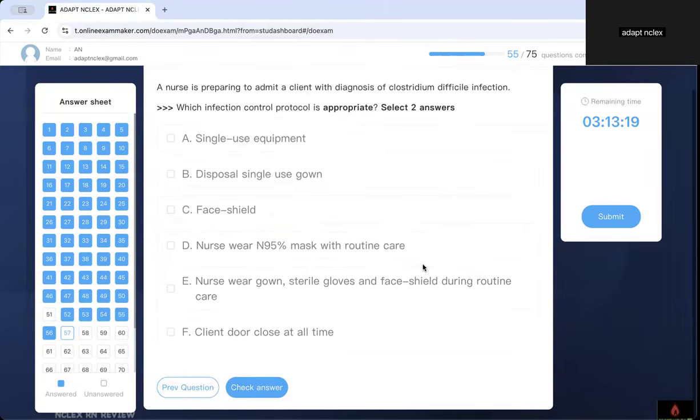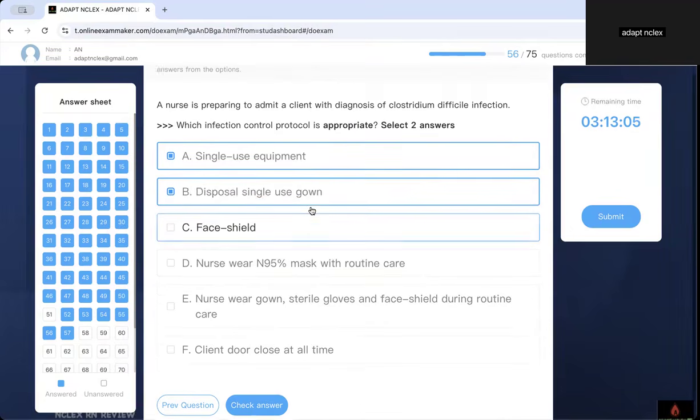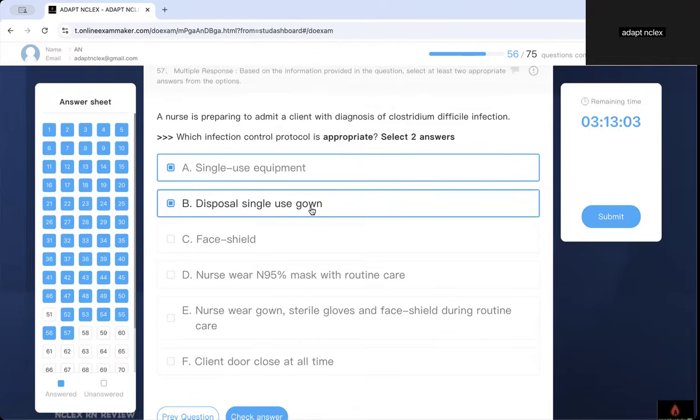Look at it and see if this is a contact precaution. Single-use equipment is a contact precaution. Disposable single-use gown. What do you think? Contact precaution. Face shield, I don't need it for contact precaution.